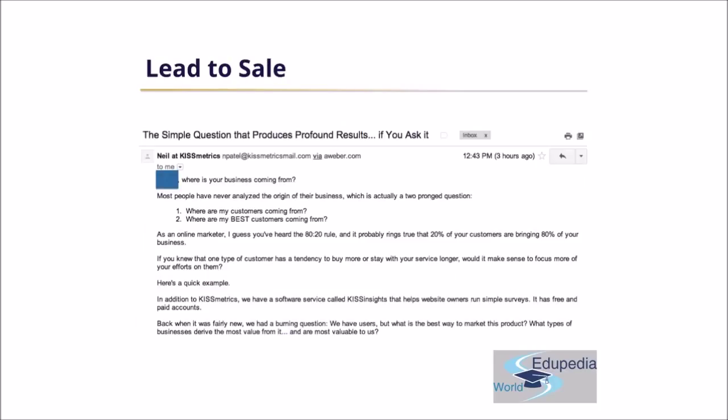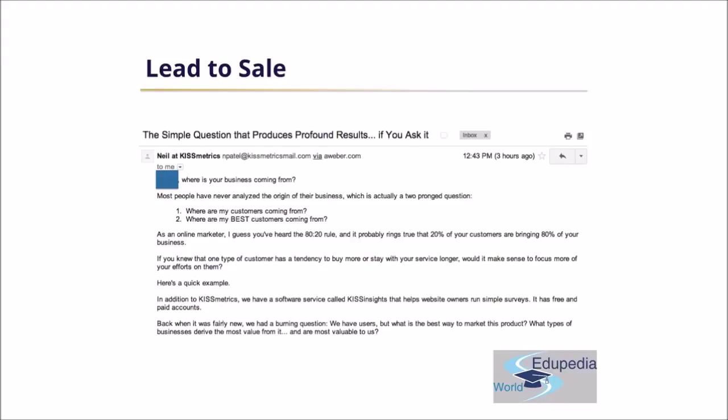Taking a look at another one on how you can ascertain your sale in order to communicate that. You send out an email saying, hey, where's your business coming from? Most people have analyzed the origin of their business. Take some time, read through the email, see how the email is structured. It's easy to read. There are a couple of points. It's like as if you're having a communication with someone, right? Where's your business coming from?